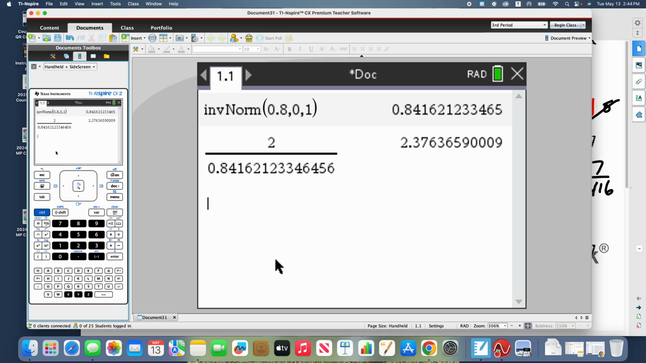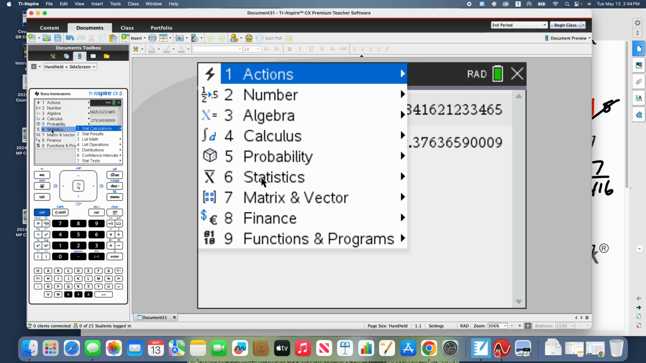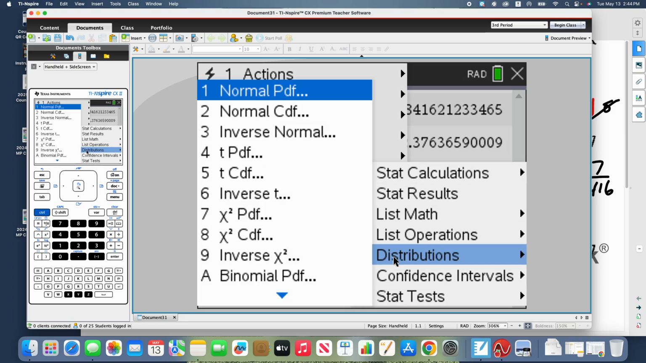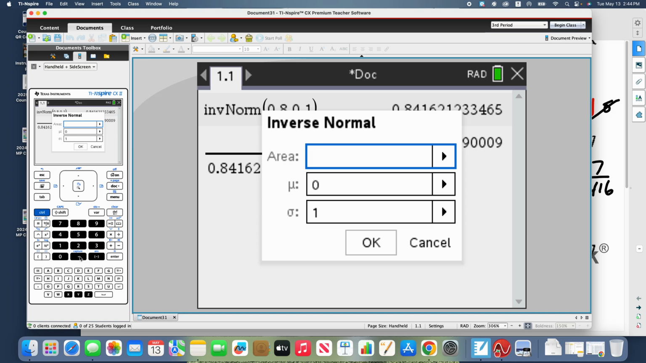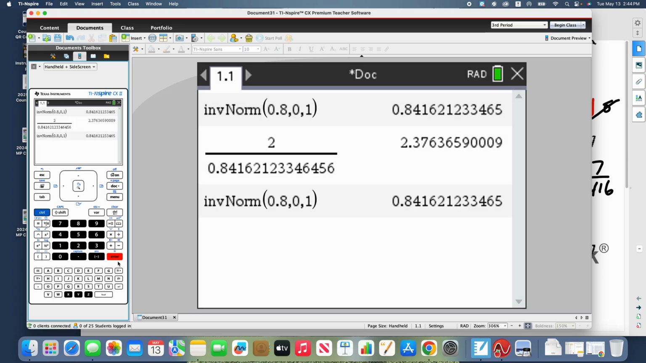the area that I have, I go menu, and I go statistics or probability distributions. I'm gonna use my inverse normal. The area that they've given me is 0.8, that's the area on the left. Okay. And then I'm standardizing it, so I'm gonna do the 0 and the 1. And so that is my Z-score, that's what that is.